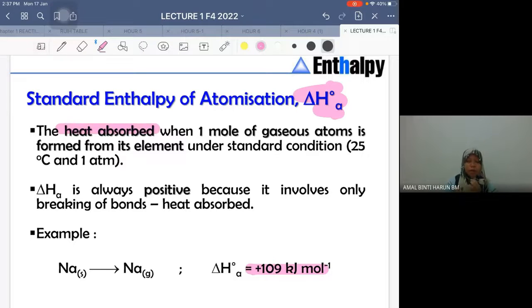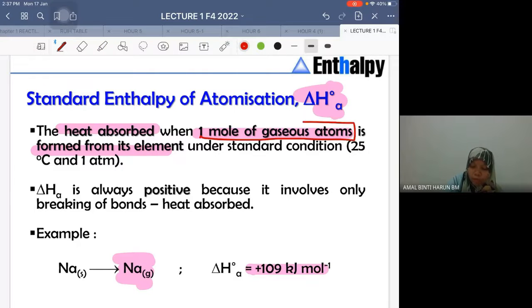Kenapa dia heat absorb? Okay. Sebab 1 mole gaseous atom is formed from its element. Mana gaseous atom yang form? Duduk sebelah kiri atau sebelah kanan? Gaseous atom form. So, sebelah kanan produk dia. So, kita refer kepada ini. Okay, 1 mole gaseous atom form ini merujuk kepada ini.